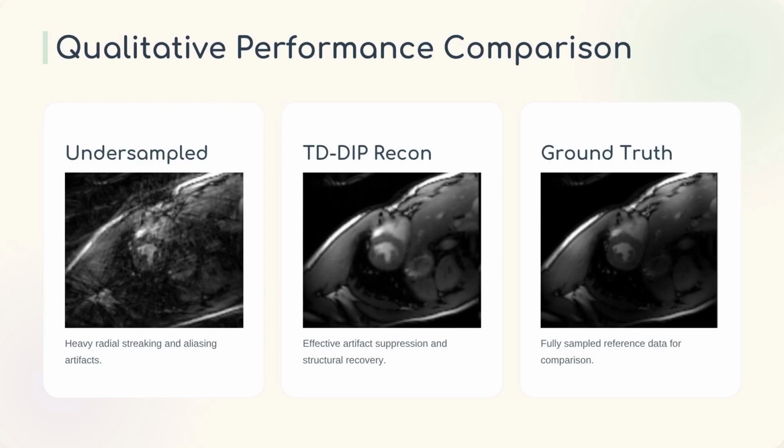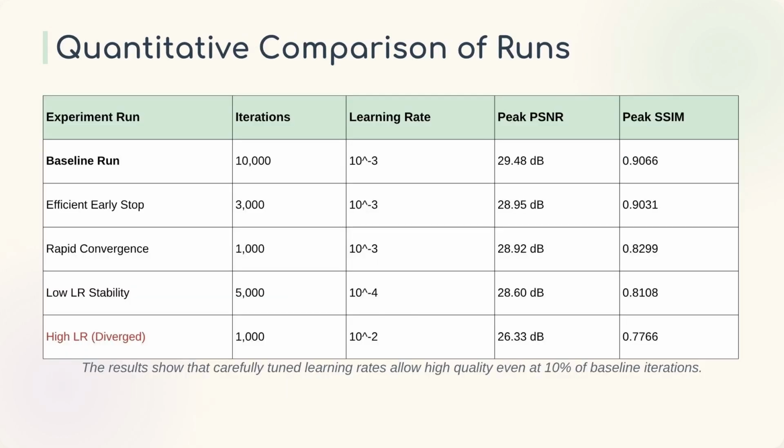When we compare the reconstruction with ground truth, we can see that the TDDIP produces a visually close result. There are still small differences, but the overall structure and contrast are well preserved. So qualitatively, the TDDIP successfully improves the undersampled image and reconstructs a clearer cardiac MRI frame. Now I will explain the quantitative results of our different runs.